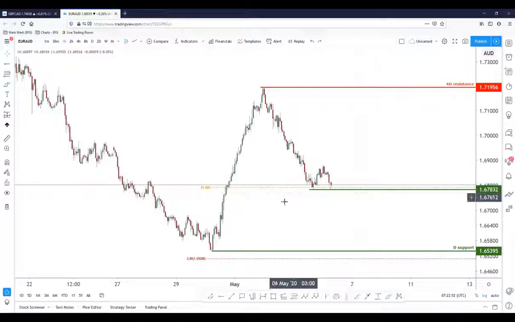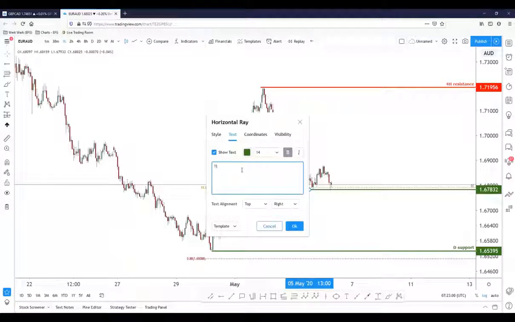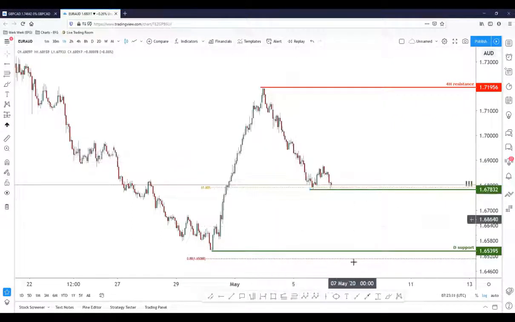Okay, so right now we have this level here, which is a very important level. I'm just going to put three exclamation marks because I really want us to look at this level, and let me make the words a lot bigger because this is a key level. All right, and then we have a graphical resistance here.